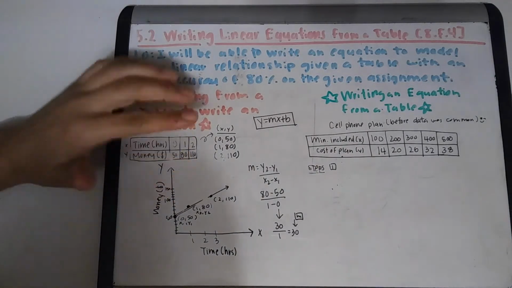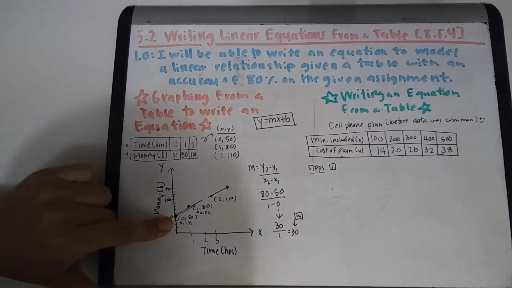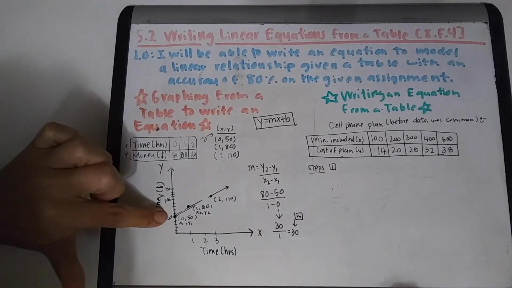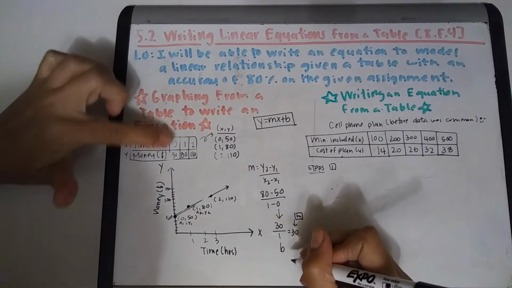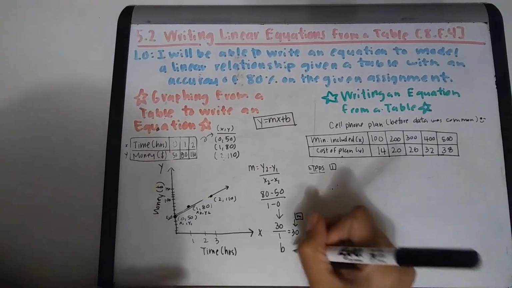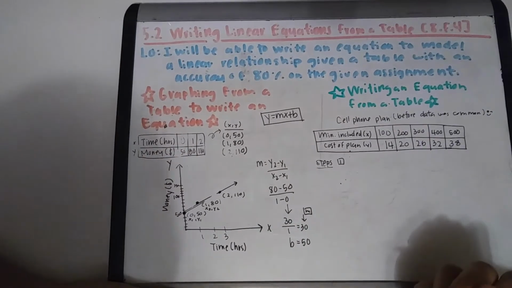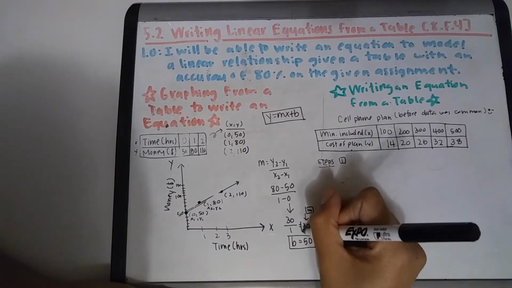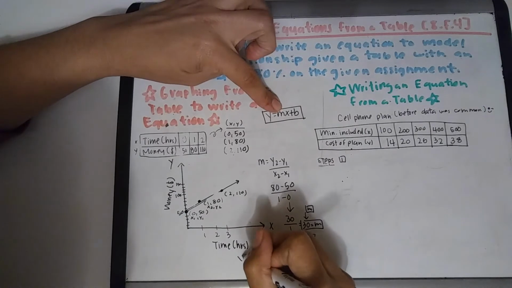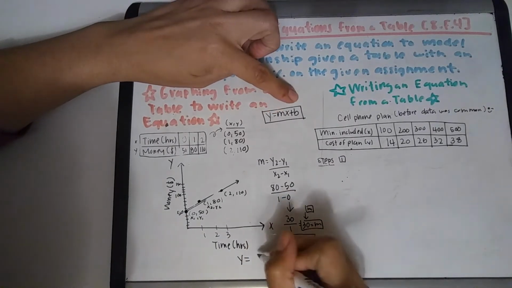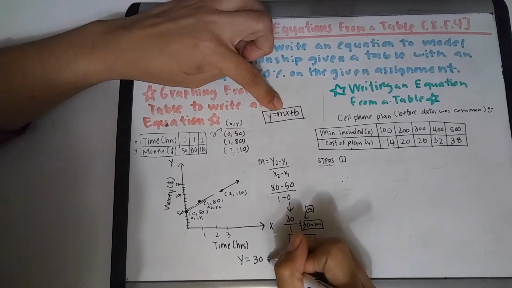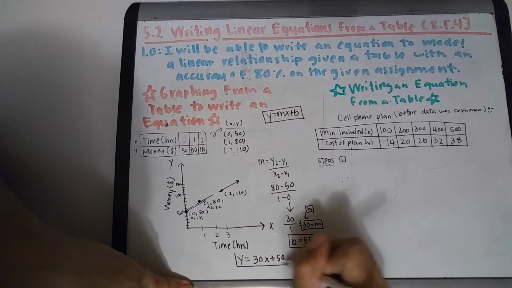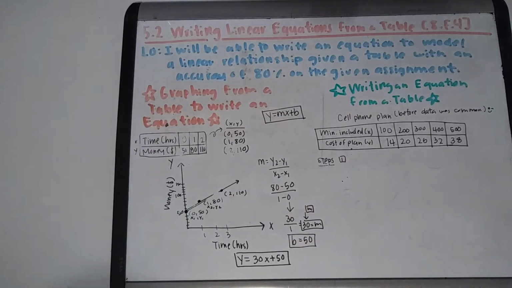Now, because in this one the line actually crosses the y-axis right there, that's my starting point. You already have your b, so my b is 50. And remember, whenever x is equal to 0, right away you know that is your b. So that's 50. Now I can put it together. So now I have y equals 30, which is my m, times x plus 50. So that is your equation for that one.